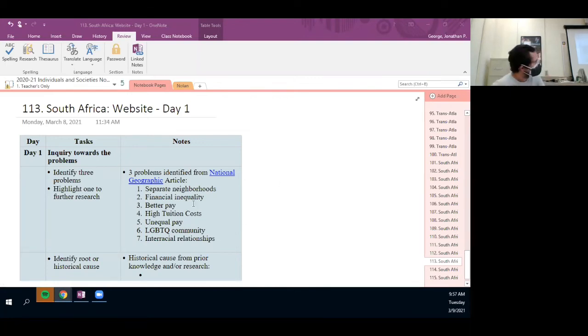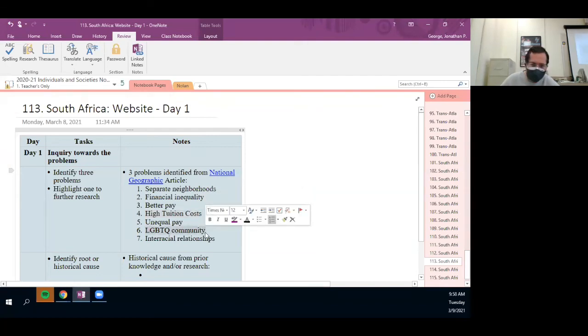So I identified 7 issues from the article, like separate neighborhoods, segregation, financial inequality, better pay. A lot of these will go together, like financial inequality, better pay, and unequal pay. Then high tuition costs, support for the LGBTQ community, xenophobia, people being afraid and hating, and violence against the LGBTQ community.